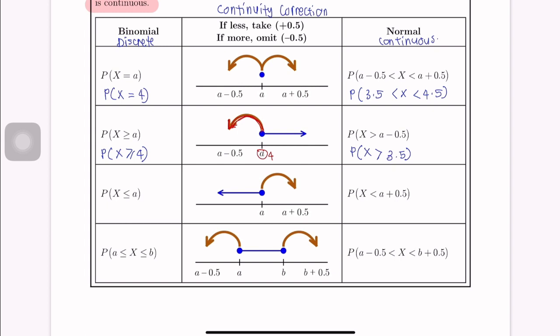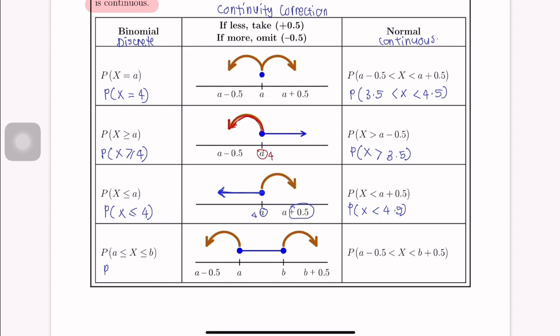Next, if we have probability x less than or equal to 4, and we want to do CC, we will take 0.5 outside the blue line. That means we need to plus 0.5. So for normal, after we do CC, we will get x less than 4.5. So for continuity correction, we take 0.5 outside the blue line.